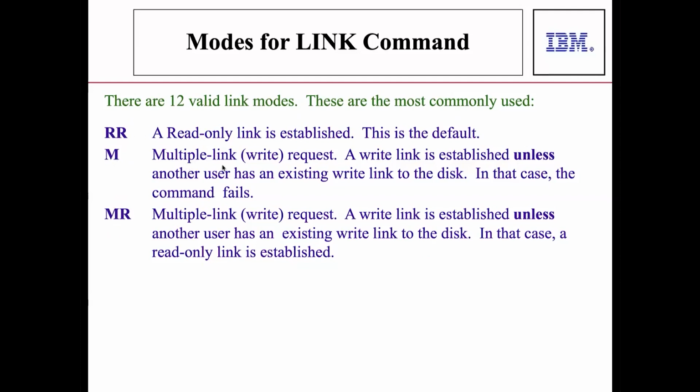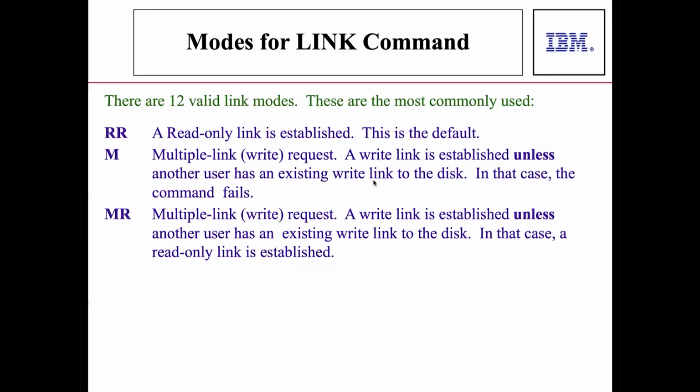by definition called a multiple link write request, which sounds a little nasty. But the important point is that the definition here, a write link is established unless another user has an existing write link to the disk. So this is a safe way to link a disk because CMS does not support multiple users changing a disk that is linked read-write at the same time. There's no way to coordinate the writes. So you can only have really one virtual machine updating a CMS disk. So M is safe because you get a write link unless another user has a write link.